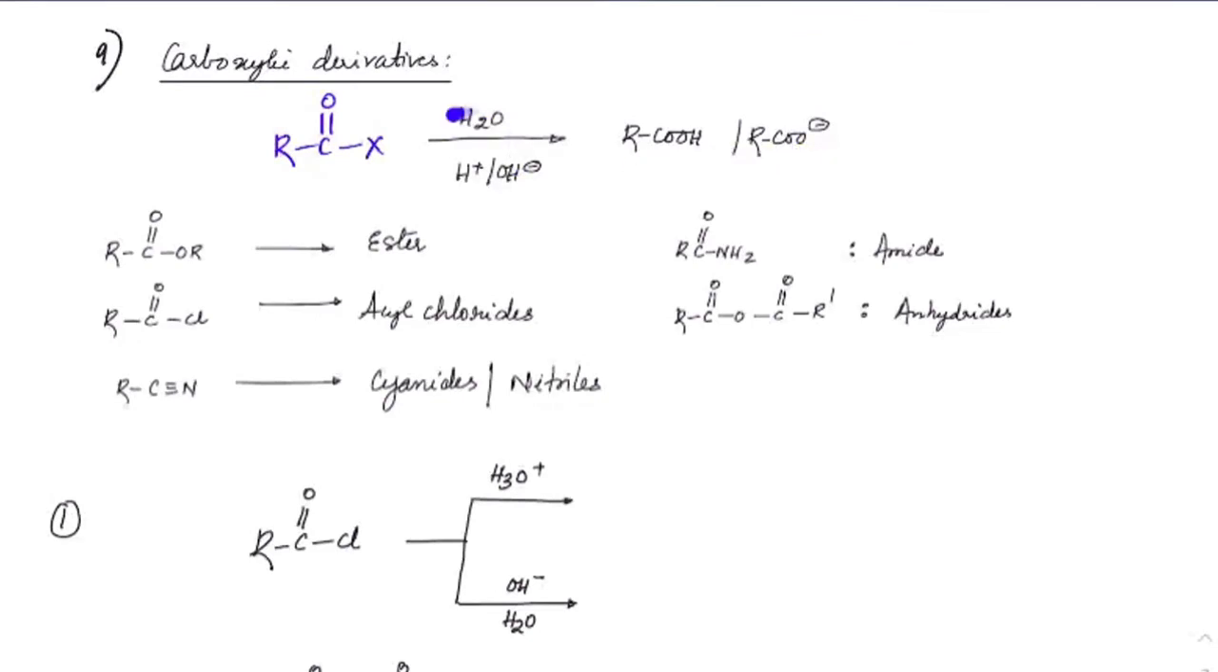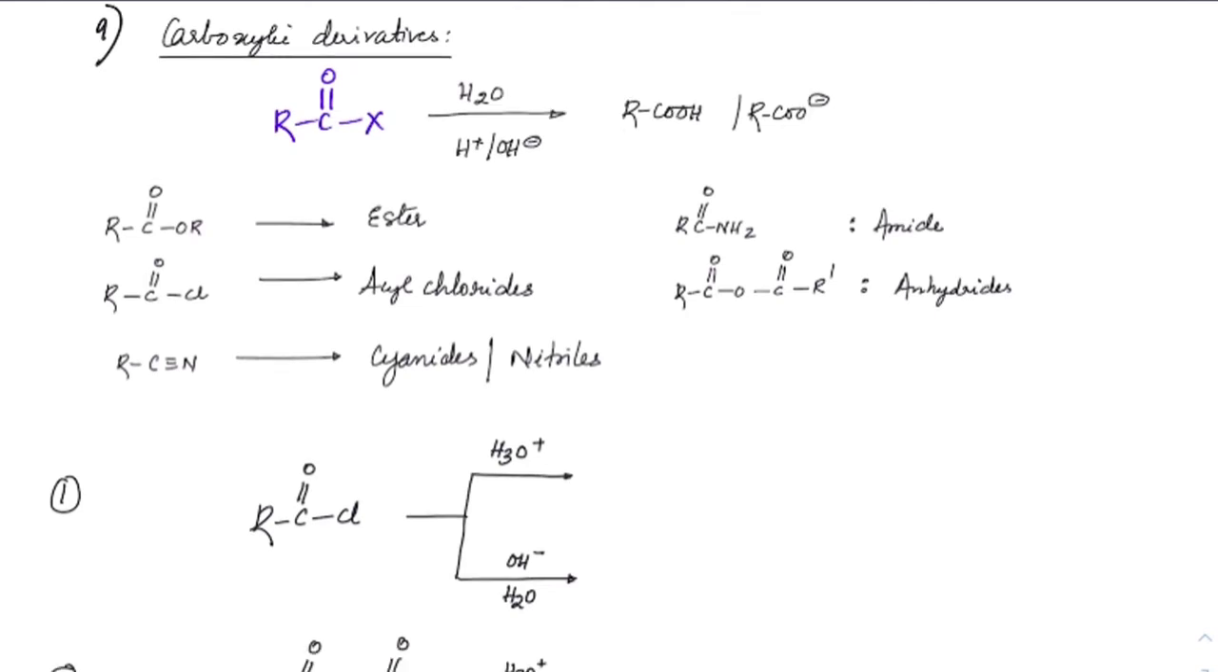And this hydrolysis could be both acid catalyzed or base catalyzed. That is the reason why we call them derivatives in the first place. Acid derivatives are those which on hydrolysis should give back the acid. So esters, acid chlorides, cyanides or nitriles, amides and anhydrides. These are all carboxylic acid derivatives. On hydrolysis, they will give back that acid.